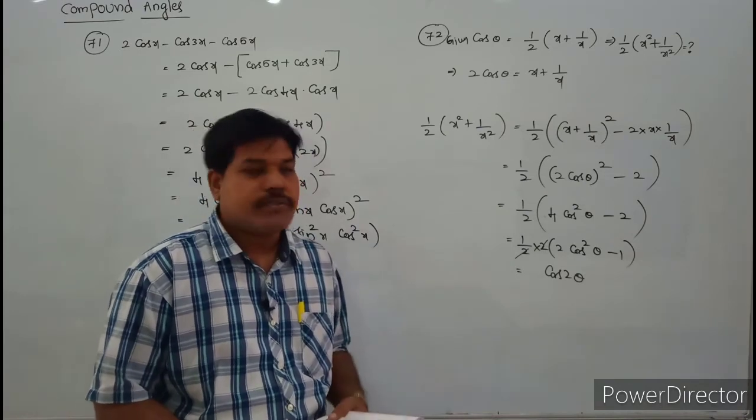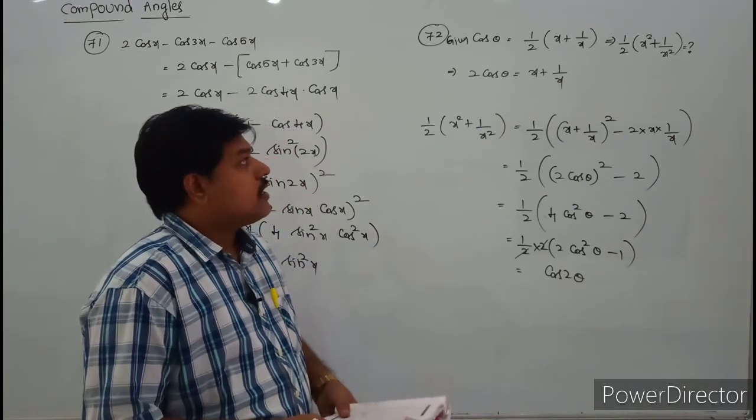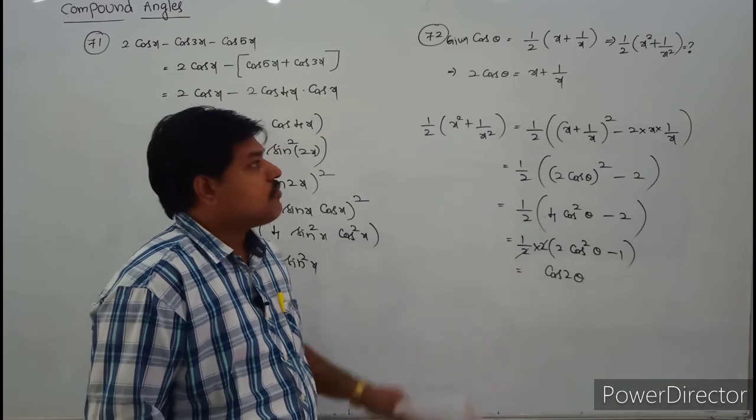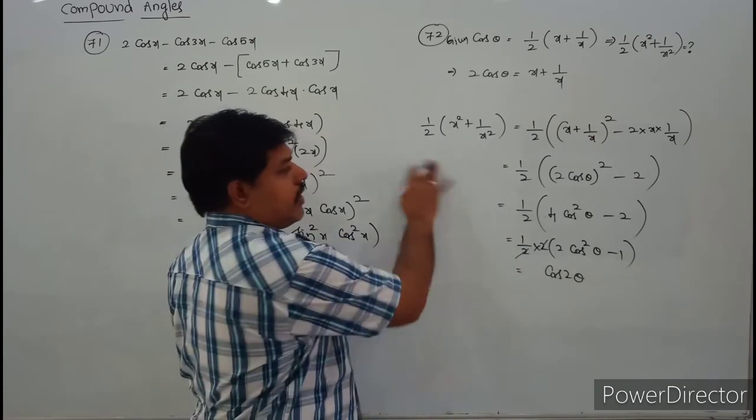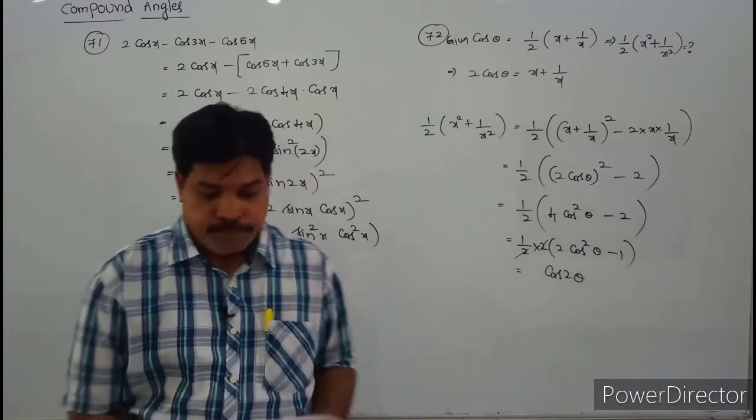So see that question, students. Cos theta is equal to 1 by 2 into x plus 1 by x. Then they are asking the value of 1 by 2 into x square plus 1 by x square. Okay, so see that question.